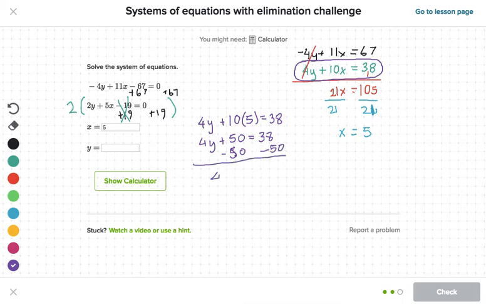Gives us 4y equals negative 12. And dividing by 4 gives us negative 3. So y is equal to negative 3.